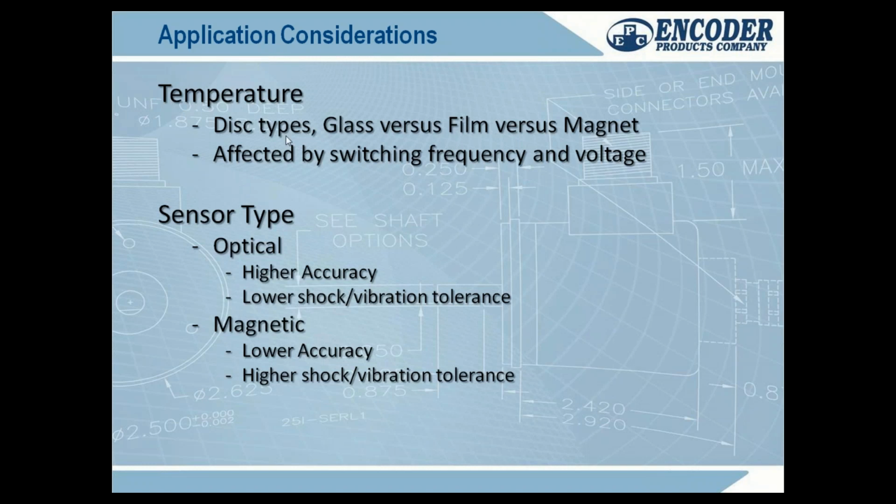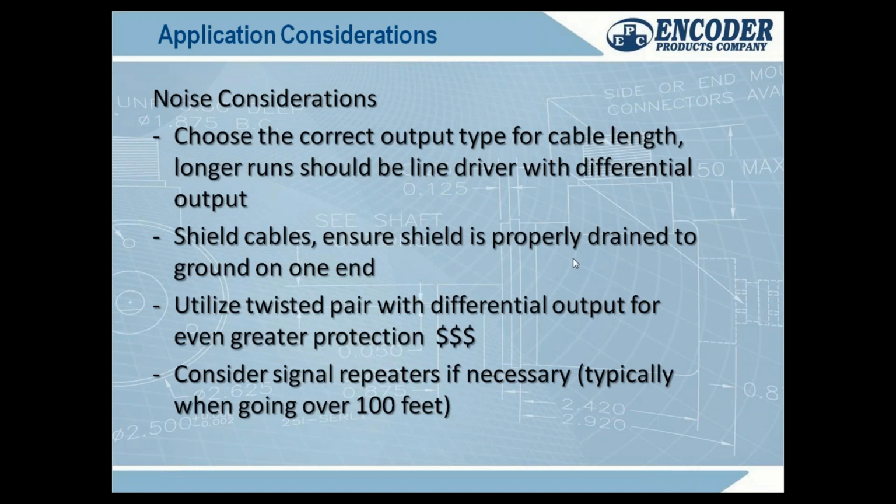Magnetic discs are higher rated for shock and vibe. We have magnetic absolute encoders. Those discs have a higher shock and vibe rating than our glass discs. The downside to magnetic technology is it's not as accurate by about a factor of 10. It's not as accurate as optical technology. So you're going to want to pay attention to your sensor type and your disc type. And the temperature of the field affects that decision.